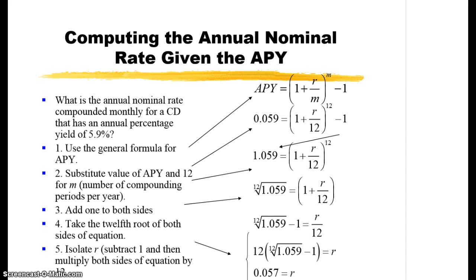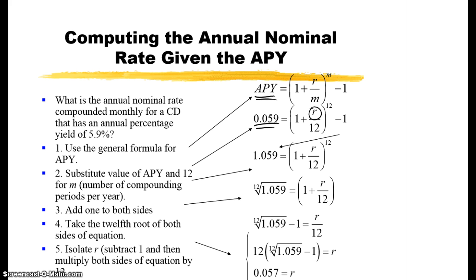So what is the annual nominal rate compounded monthly for this CD? Start with our formula for APY. We know the APY in this problem. It's given to us to be 0.059 or 5.9%. Substitute M equal to 12 because we're told that this is compounded monthly, and solve for R. That's what we're looking for. That's the unknown in this case.